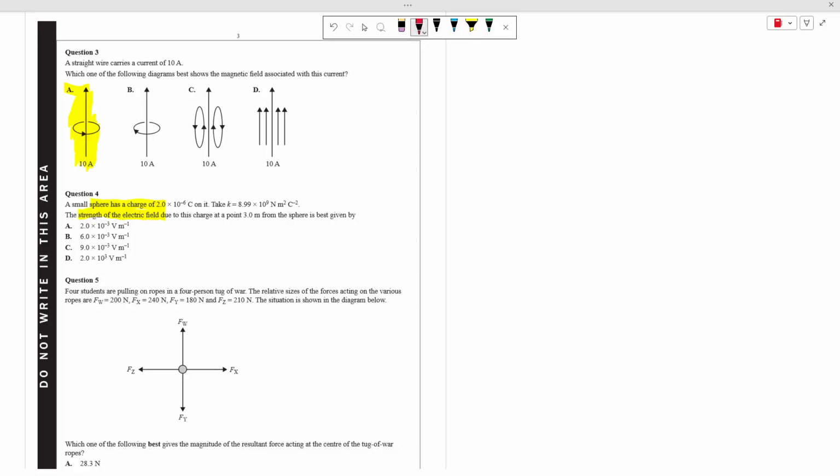Alright, so we've got a formula for this. This is E equals K times Q over R squared. E is the electric field strength, K is this Coulomb constant, Q is the magnitude of the charge, and R is the distance we are from the charge in meters. So putting all our values into there, we get 8.99 times 10 to the 9. The charge is 2 times 10 to the negative 6, and we are 3 meters from that charge, so 3 squared. Let's get our calculator out.